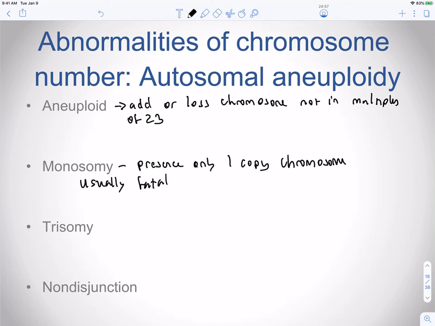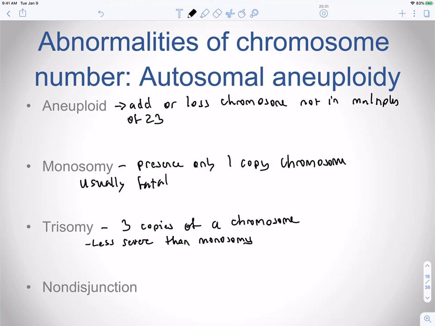Trisomy is going to be the presence of three copies of a chromosome. Now, this is less severe, and it's because, again, you don't run into that haploinsufficiency. However, you can have too much of a product, of course, in a trisomy. You can have excess, but the body is more capable of tolerating genetic excess rather than a genetic deficiency.